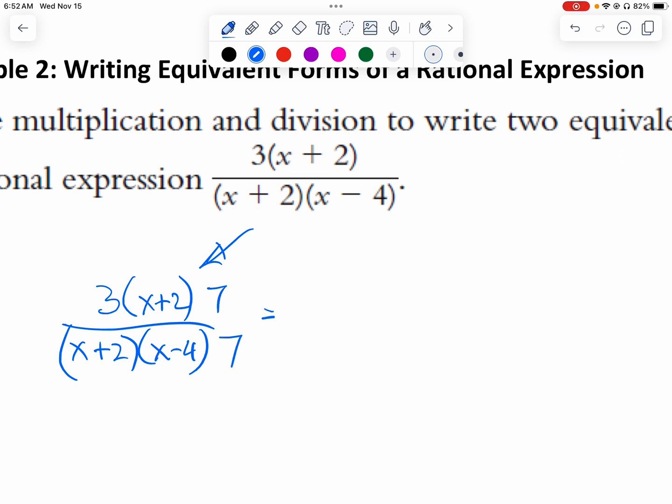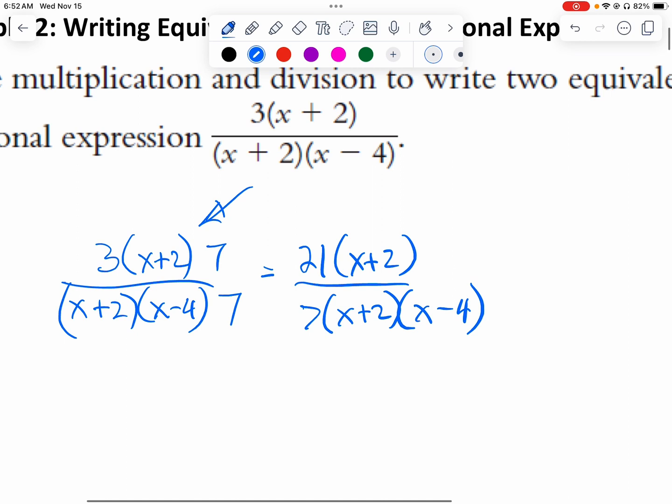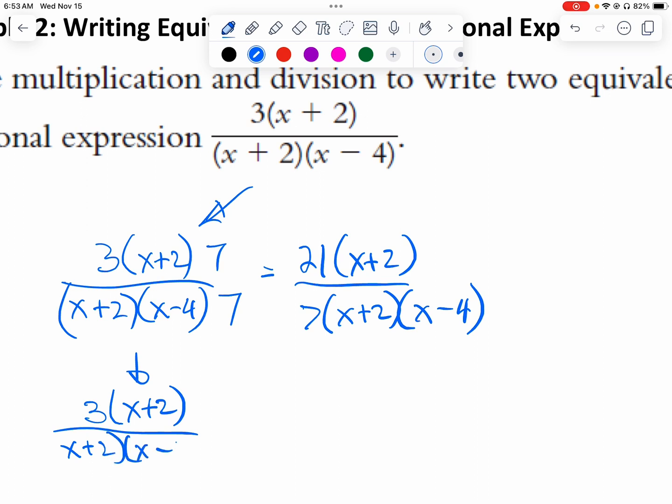I could say now that (21x + 2)/((7x + 2)(x - 4)) is an equivalent expression because I've multiplied the numerator and the denominator by the same value. I could also go 3(x + 2)/((x + 2)(x - 4)). Say, you know what? I want to multiply the top and bottom by x - 7. There's another equivalent form by multiplication.